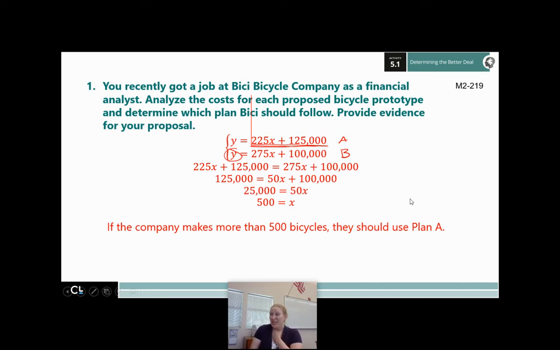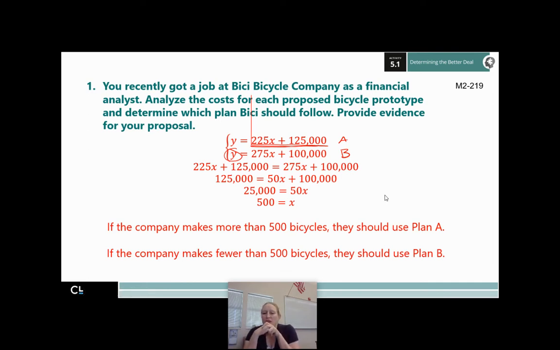But if they're going to produce less than 500 bicycles, then plan B is the better way to go because the prototype was so much cheaper. So if the company makes fewer than 500 bicycles, they should use plan B. If they're going to make exactly 500 bicycles, it actually doesn't matter which plan they use. Costs them the same amount. So there we go. I guess it just depends on how many bikes the company is planning on making, right?